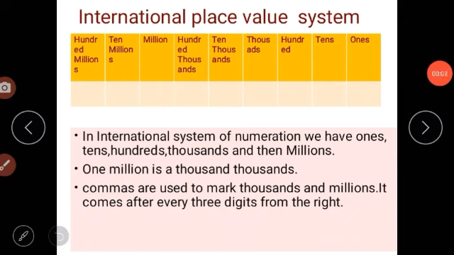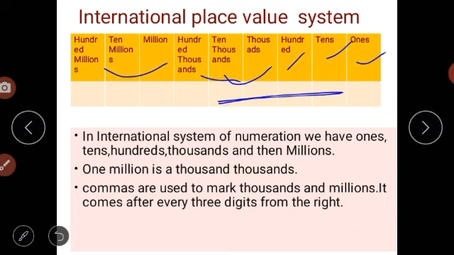So next, in the international system of numeration, what do we have? First we have ones, then tens, hundreds, thousands, and after that we have millions. Here, till 10,000 we can see the similarity between the international and Indian place value systems. Up to 10,000 both are the same, and after 10,000 in the Indian place value system we have lakhs and crores. But here after 10,000 we have 100,000s, and after that we have million, 10 million and 100 millions.